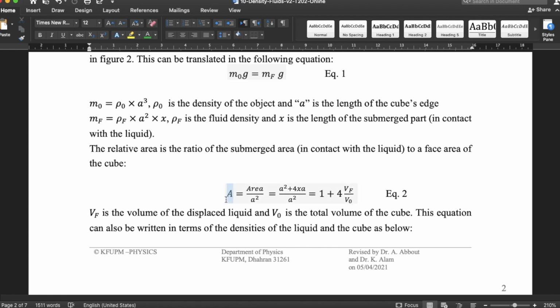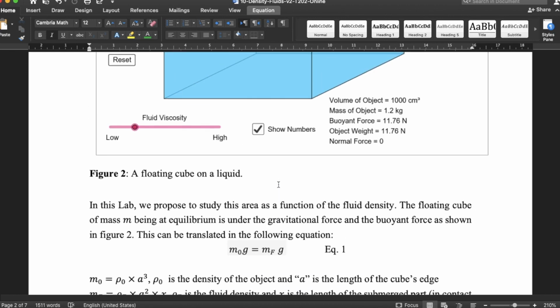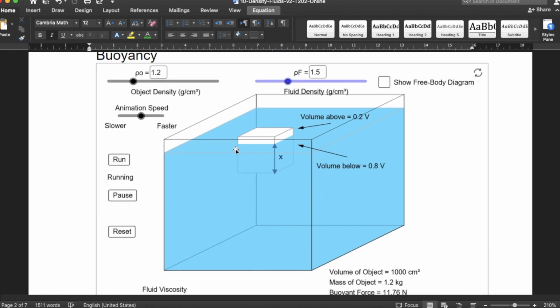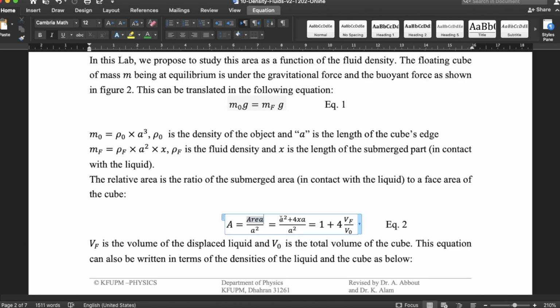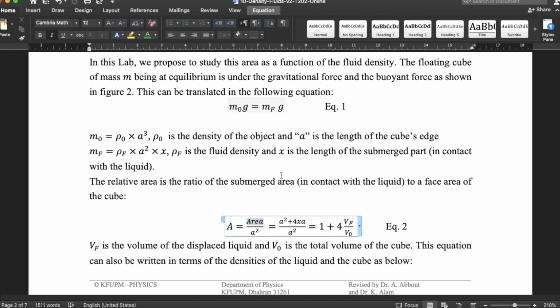So the relative area is the area that is in contact between the cube and the fluid divided by the face area of the cube. And this area is a square from the face on the bottom and 4xa, which is the area of each of the lateral faces. Alright, so by the way, a is the side of the cube. So we assume that the cube is of side a.